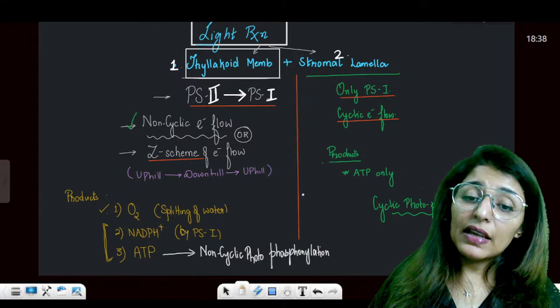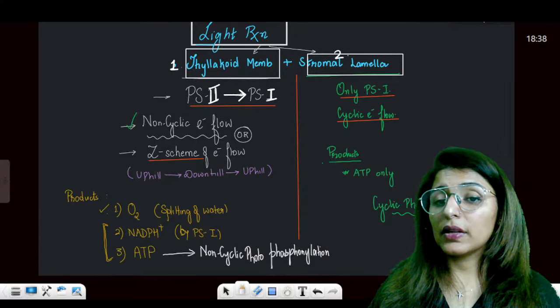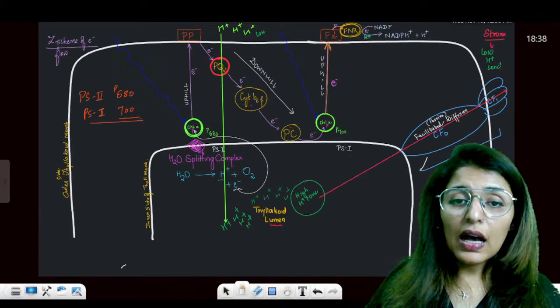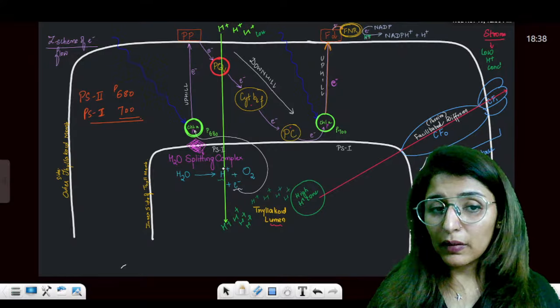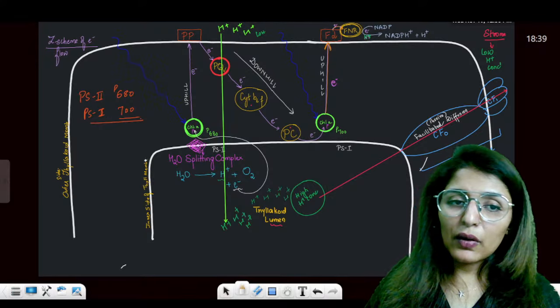Right? But in case of stromal lamella, we just have photosystem 1. Is that clear? Now let's see how these systems work one by one. Now see, this is the thylakoid membrane.